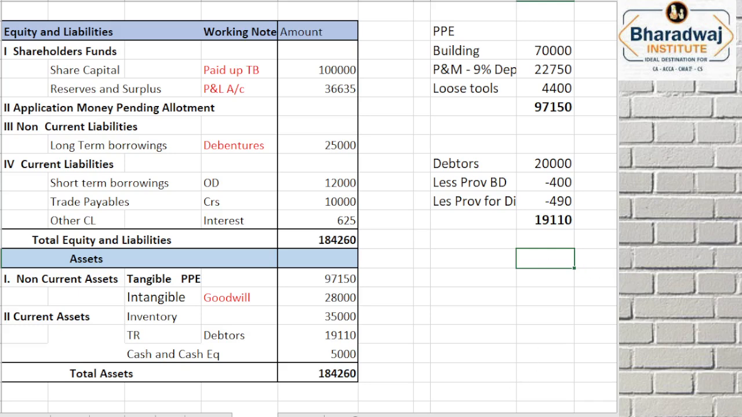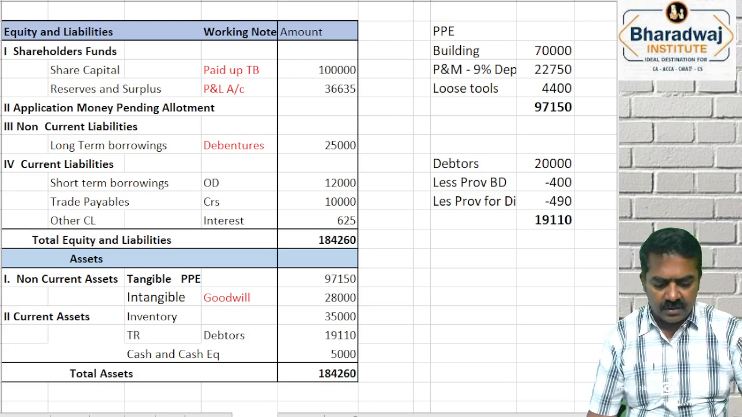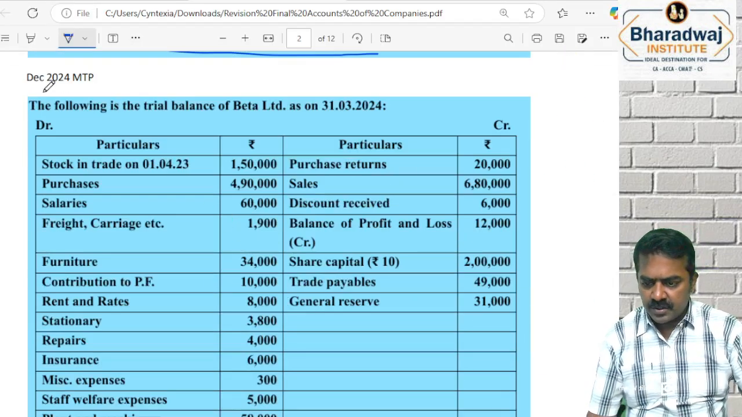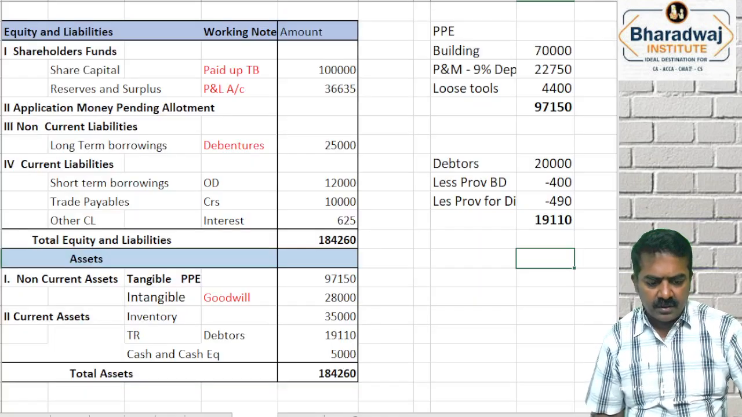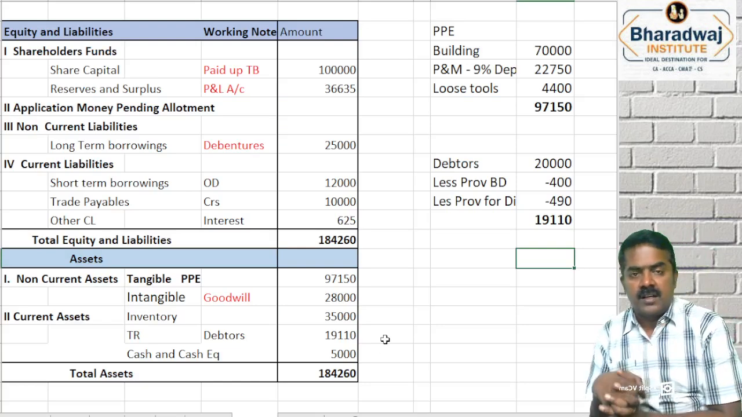So if you have copied this, please go through the next question. Then we will solve this question. Beta Limited. Go through this question. Just go through, analyze whether the item will come in P&L account or a balance sheet.